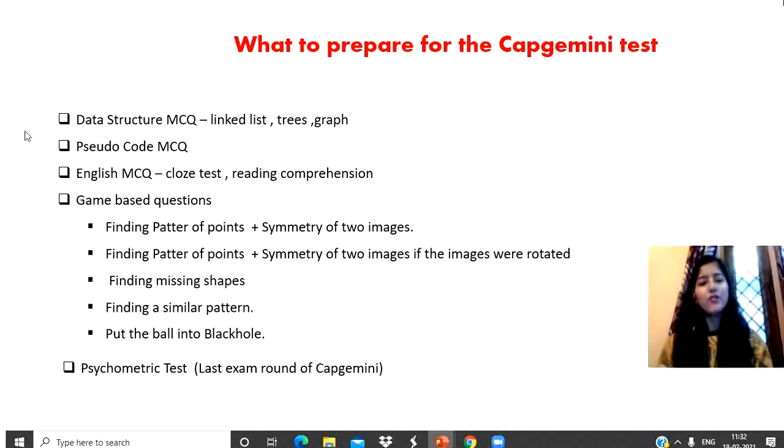So in game-based questions, students are getting something like put the ball in the black hole, or a similar pattern. You have to find missing shapes, and you have to find the pattern of a point, or the symmetry of two images if the images were rotated. These sorts of questions, right? Because they want to give you a scenario and check how well you can think. So this is all about mental ability.